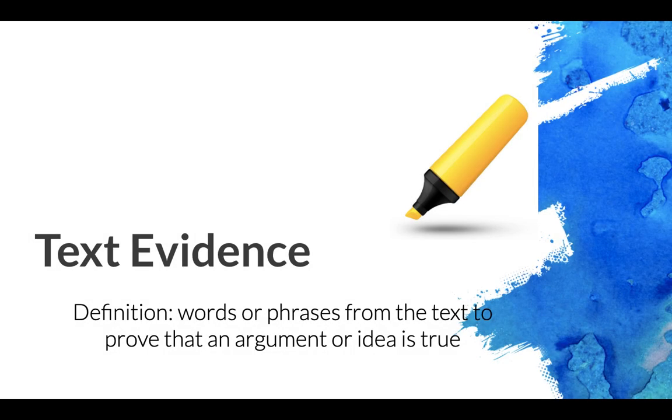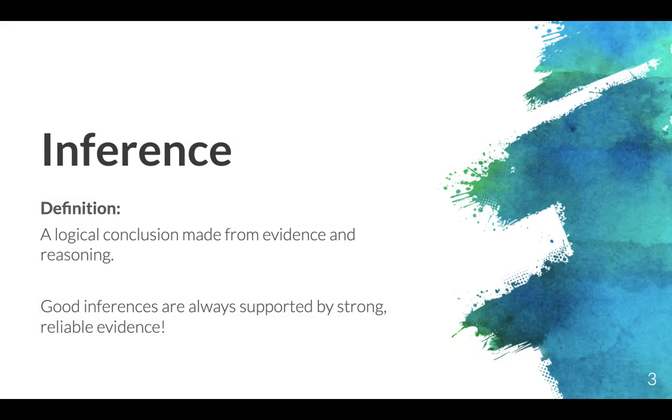All right, so basically when we talk about using text evidence, obviously we're just talking about using words or phrases from the text to help support your conclusion or your argument. When we make an inference, we're basically just drawing a logical conclusion. It's kind of like reading between the lines. And one thing about a good inference is that it's always supported by strong evidence, that textual evidence that we'll be practicing integrating into our work today.